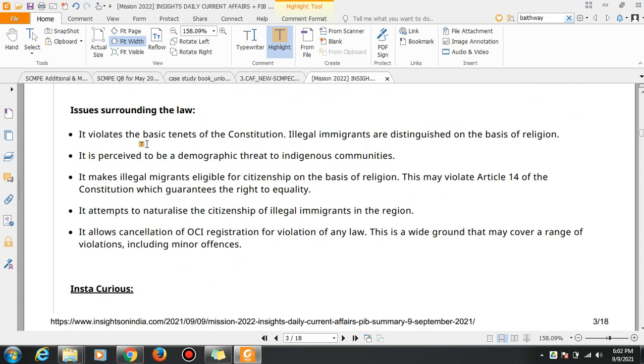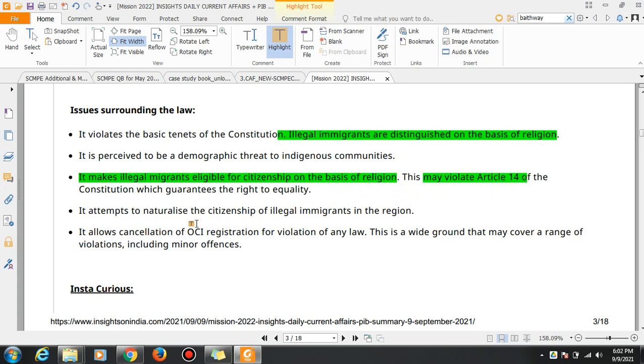It violates the basic tenets of the Constitution. Illegal immigrants are distinguished on the basis of religion, and it is perceived to be a demographic threat to the indigenous communities. It makes illegal immigrants eligible for citizenship on the basis of religion. It may violate Article 14 of the Constitution, which guarantees the right to equality. It attempts to neutralize the citizenship of the illegal immigrants in the region. It allows the cancellation of the OCI registration for the violation of any law. This is a wide ground that may cover a wide range of violations, including minor offences.